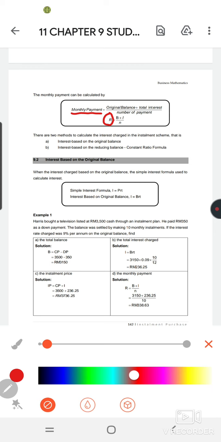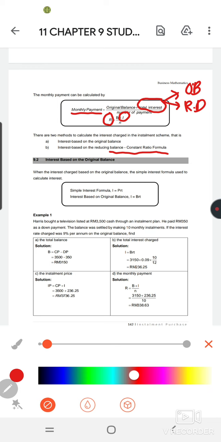There are two methods to calculate the interest charge in the installment scheme. That is interest based on the original balance or interest based on the reducing balance, or this one we call constant ratio formula. So untuk nilai interest I kat sini, dia ada dua cara. Satu, kita boleh kira interest based on original balance. Satu lagi reducing balance. Nanti saya tunjukkan by example macam mana dia nak kira interest based on original balance ataupun reducing balance.